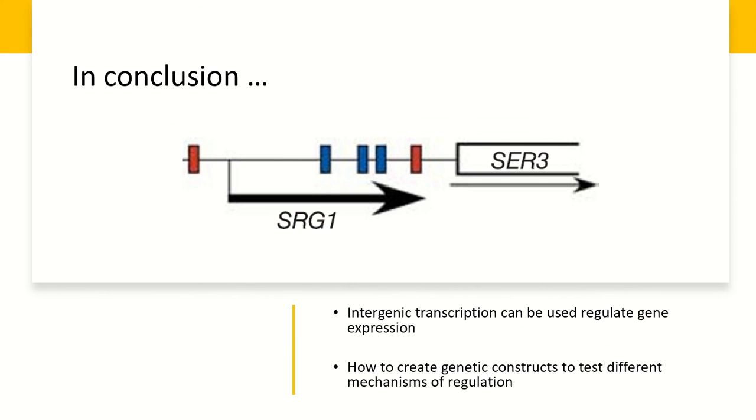So to summarize, the findings presented in this paper were one of the first to show how intragenic transcription can serve a regulatory role. The authors clearly demonstrate a variety of genetic constructs to test different mechanisms of regulation. This has been an important theme in our course from the beginning, to not only understand the processes of regulation, but to gain a better understanding of how experiments can be designed to test hypotheses relating to gene expression regulation.